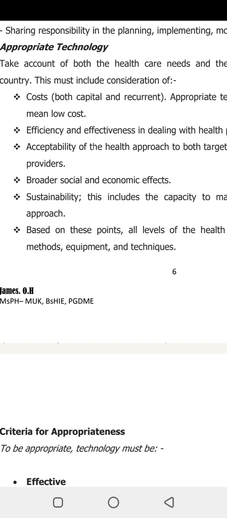Broader social and economic effects. How broad is the service? Is it covering everyone in the community? Is the service which is being provided impacting people economically? That's what you should focus on. The health service must cover everyone in the community, and it must impact all members economically in the different communities.